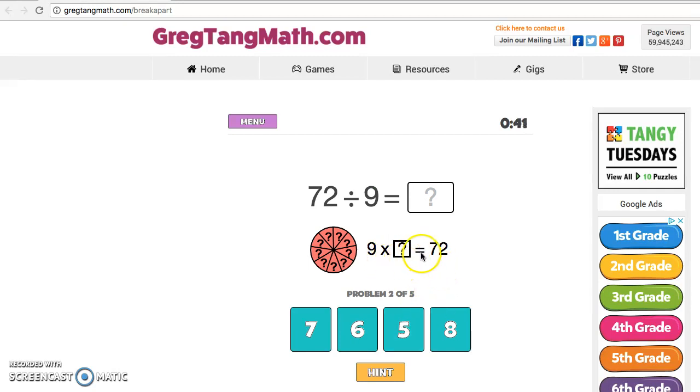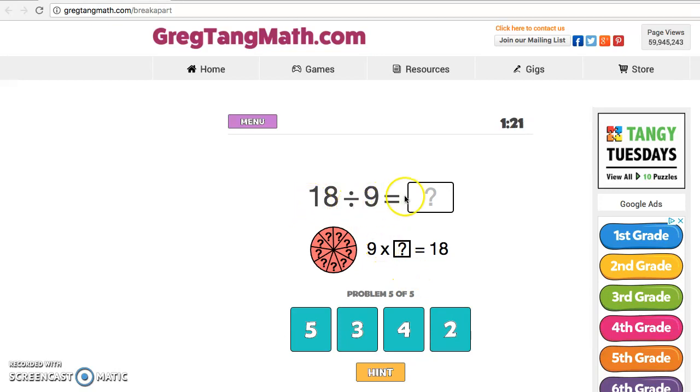9 times blank equals 72. Also, 72 divided by 9 equals, that's going to be 8 groups. 5 times what number equals 45? So how many groups of 5 do we have to make 45? Or we can say 45 divided by 5 equals 9. The next one, 32 divided by 4 equals, we're going to look at that as the multiplication fact. 4 times what number equals 32? These are our fact family numbers. 4 groups of 8 equals 32.